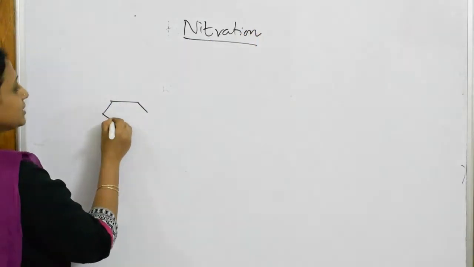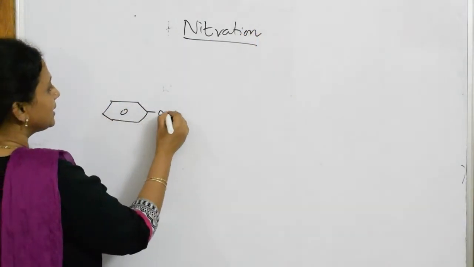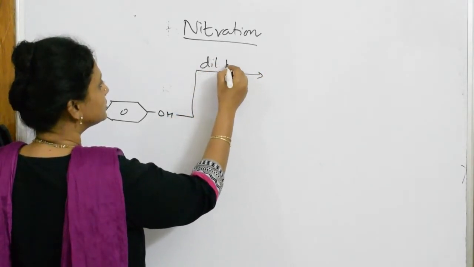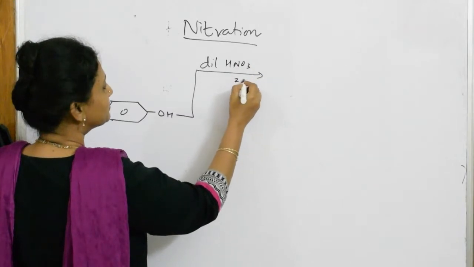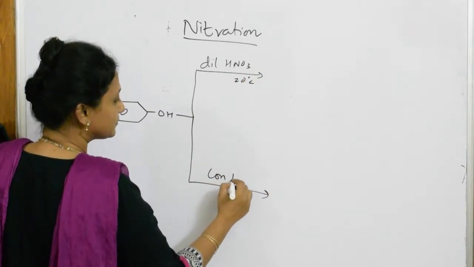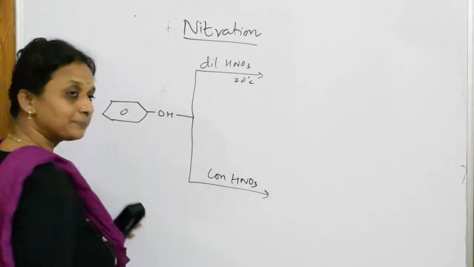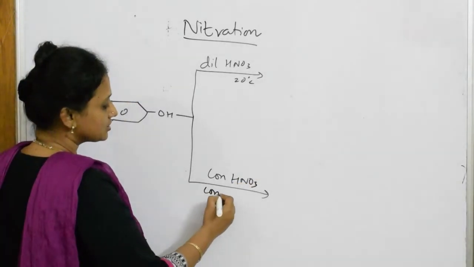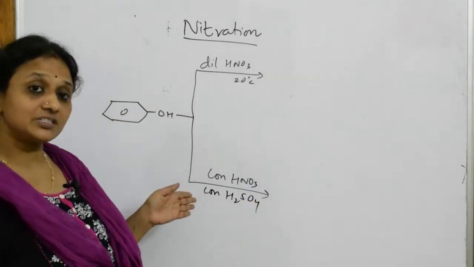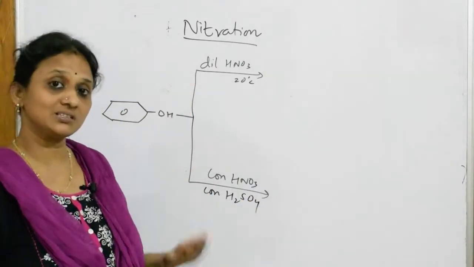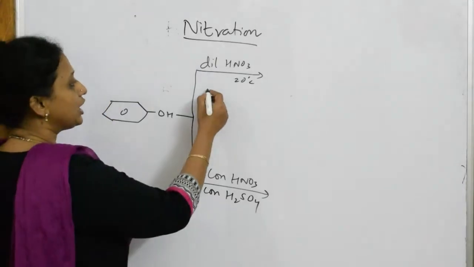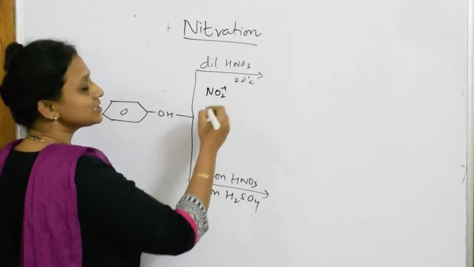So when I'm going to take this phenol, in the paper, you may find dilute HNO3 at 20 degrees centigrade, or you may find concentrated HNO3 along with sulfuric acid, which is a nitrating mixture. Whether it is concentrated HNO3 or dilute HNO3, what is the electrophile which is attacking? NO2 plus, right? NO2 plus is an electrophile. Correct?